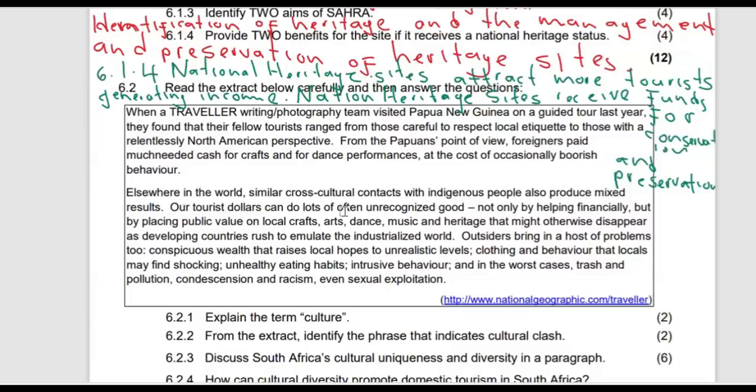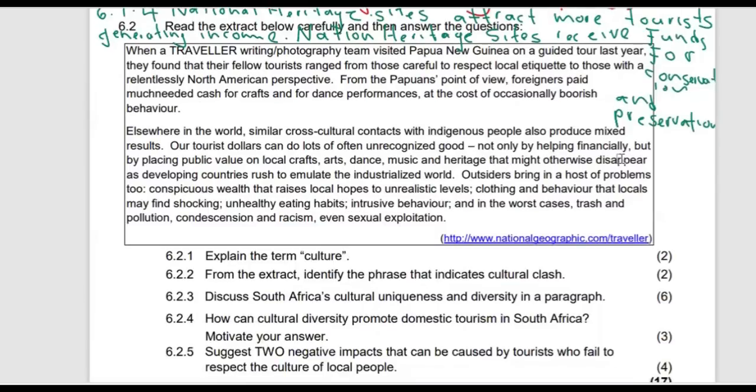Our tourist dollars can do a lot of often unrecognized good, not only by helping financially, but by placing public value on local arts, culture, dance, music, and heritage that might otherwise disappear as developing countries rush to emulate the industrialized world. Outsiders bring a host of problems to a conspicuous world that raises local hopes to unrealistic levels: clothing and behavior that locals may find shocking, unhealthy eating habits, intrusive behavior, and in the worst cases, trash and pollution, condescension and racism, and even sexual exploitation.